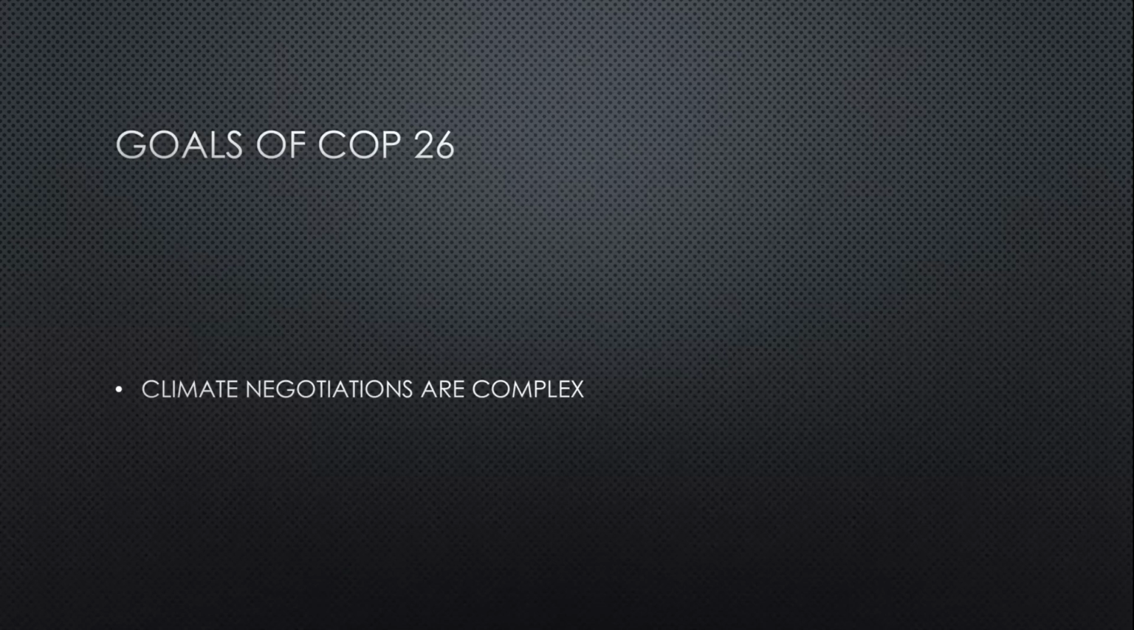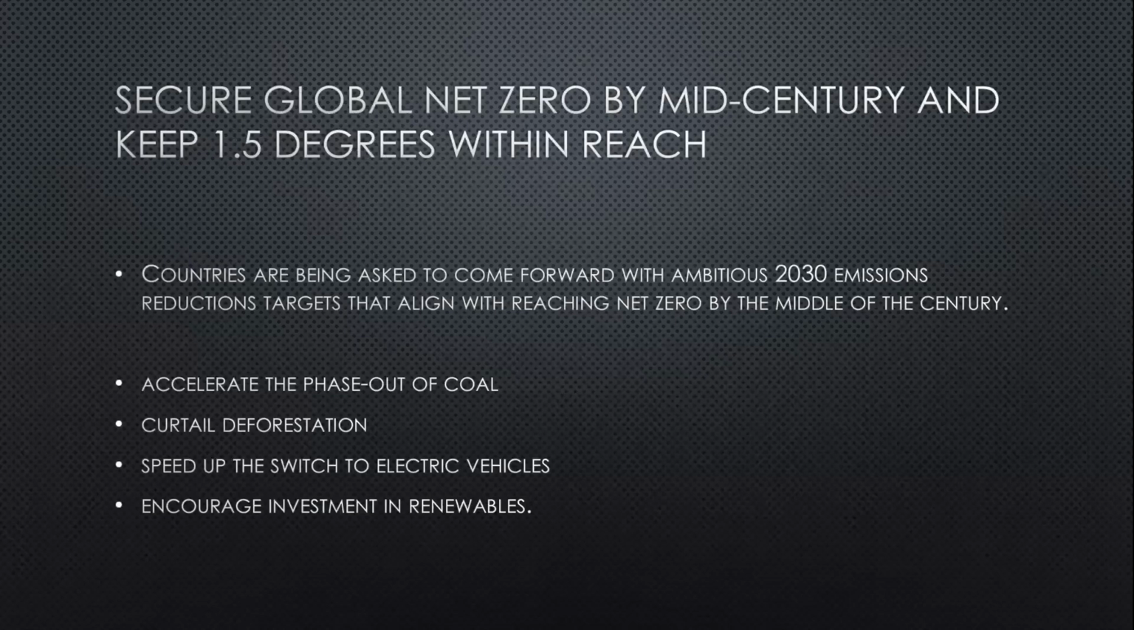So what were the goals of the COP26, the one that happened very recently in 2021? So the goal was to secure a global net zero by mid-century and keep 1.5 degrees within reach. What does this mean? So what this means is that a global net zero, what does this mean? It means we need to get to a stage by 2050 where the amount of carbon we release into the atmosphere is equal to the amount that is being taken in.